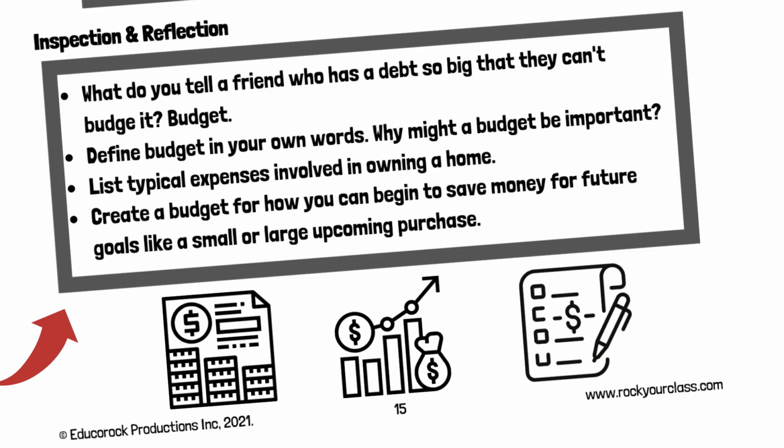Define budget in your own words. Why might a budget be important? List typical expenses involved in owning a home. Create a budget for how you can begin to save money for future goals like a small or large upcoming purchase.